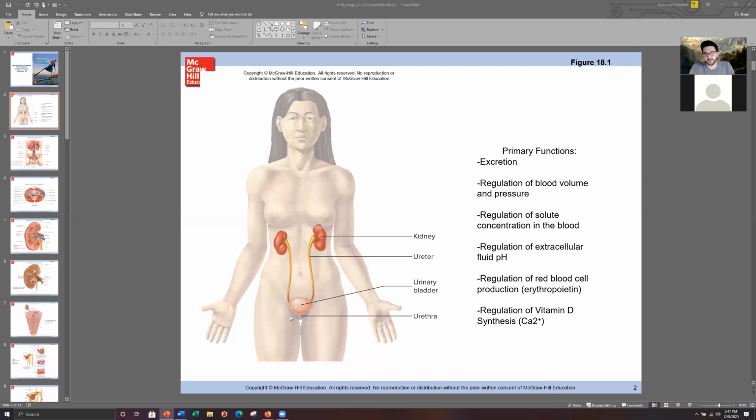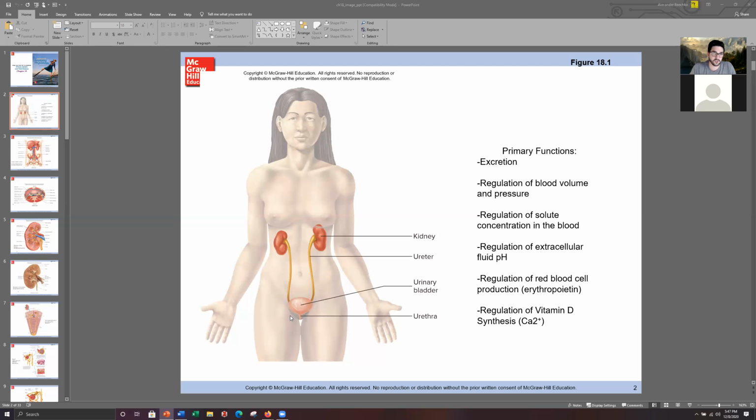Okay. Now, inevitably, this always happens every year. It probably won't be as big of a problem now because you won't have to write it out or anything. But usually in a normal class setting, what ends up happening is people always confuse ureter and urethra.